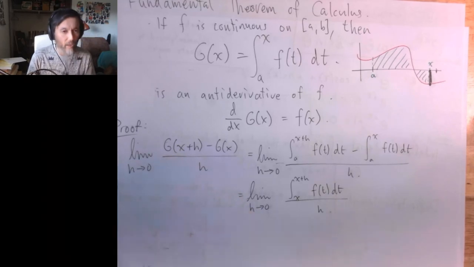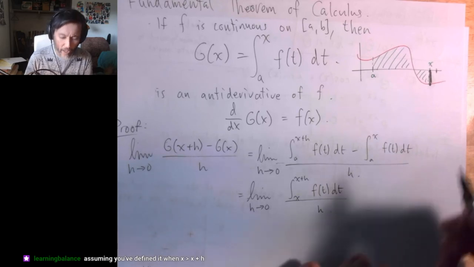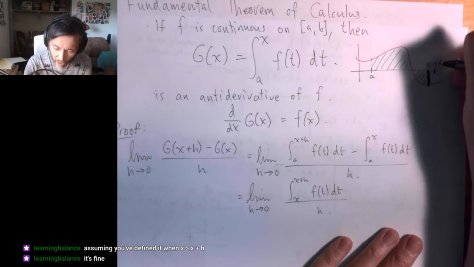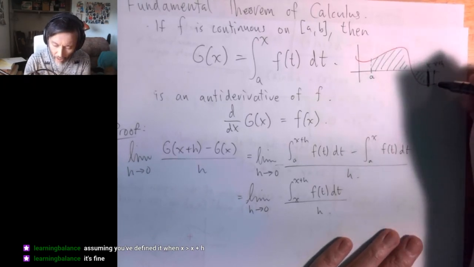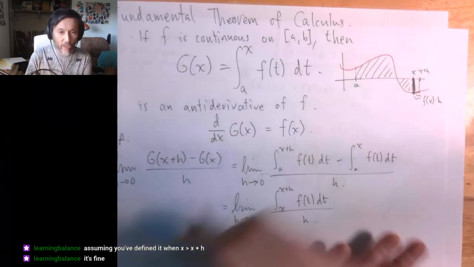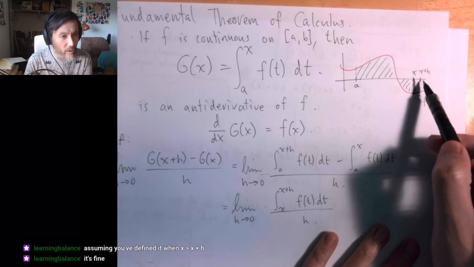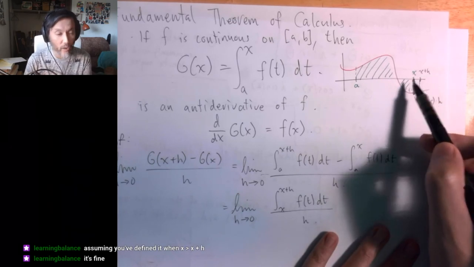And now as h goes to 0, wait, do I really need that? I don't think this is an issue, is it? So the thing to imagine now is that as h goes to 0, so this is maybe x plus h here. As h gets closer and closer to 0, this area here is going to be better and better approximated by f of x times h, right? And this approximation is just going to get better and better as h goes to 0, and x plus h subsequently gets closer and closer to x.